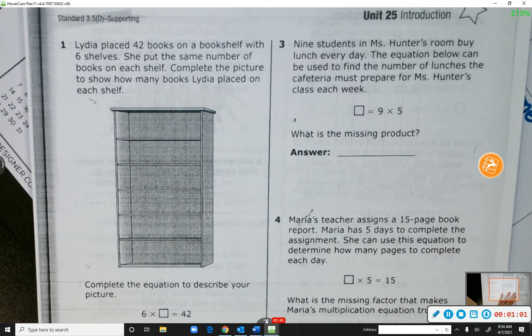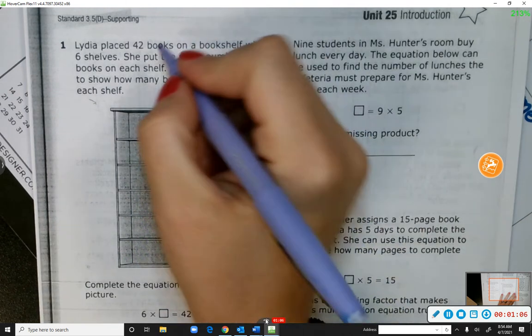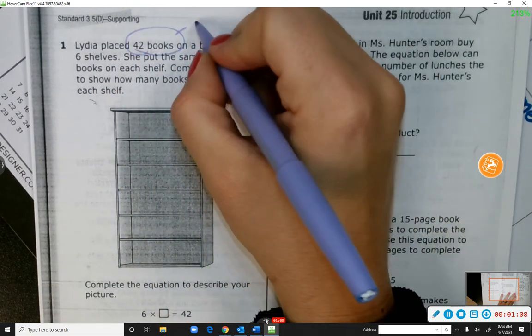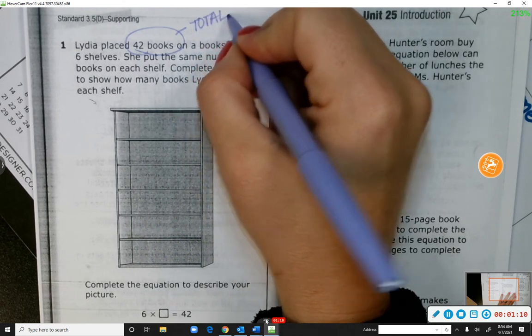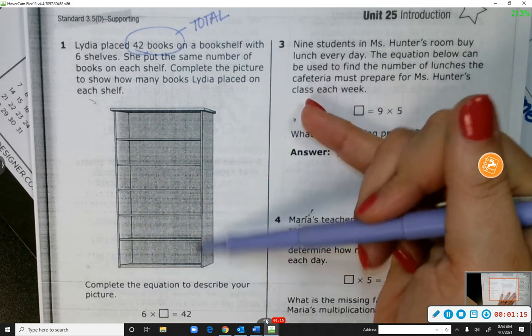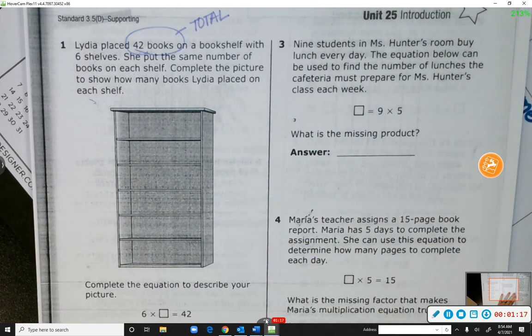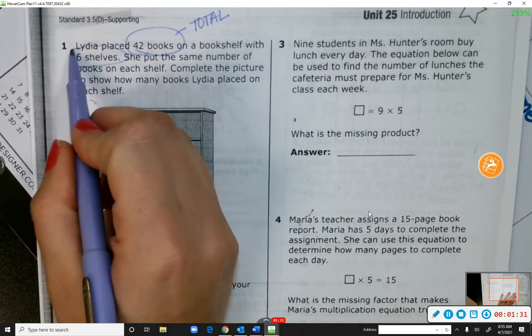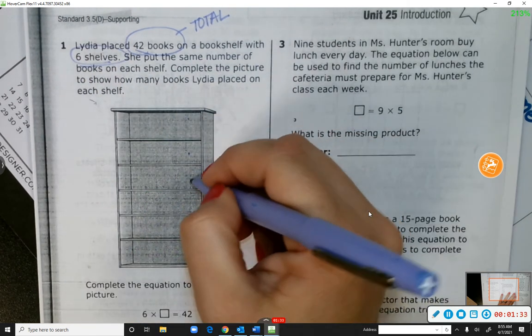Okay, do we know the total amount of books she has? Yes. What does that usually mean when you know the total? Divide. Okay, so to show a division problem, I've already got the shelves, so could I use these shelves to show it? Yes, Javea, how could I show it using the shelves? I can count how many shelves there are? Well, they already told me. It's a bookshelf with 6 shelves. 1, 2, 3, 4, 5, 6.